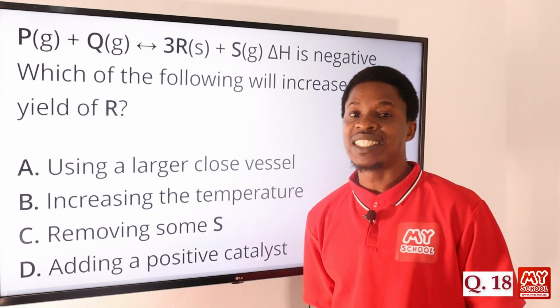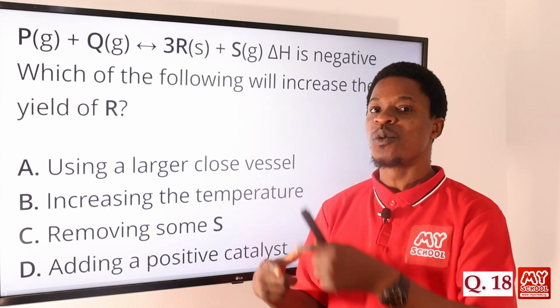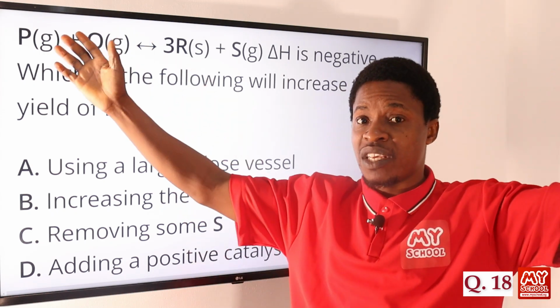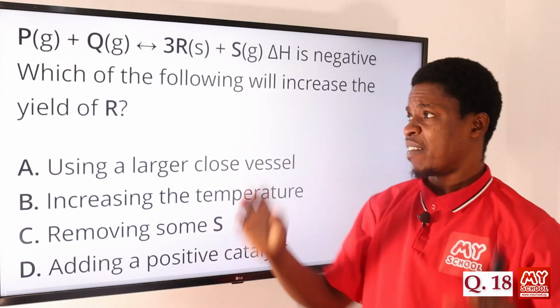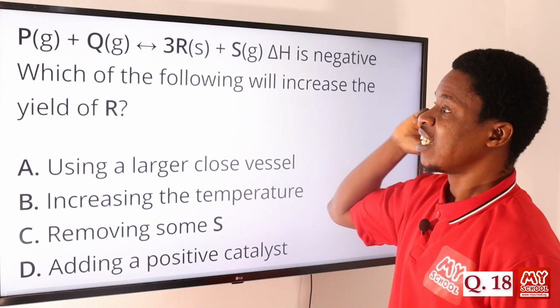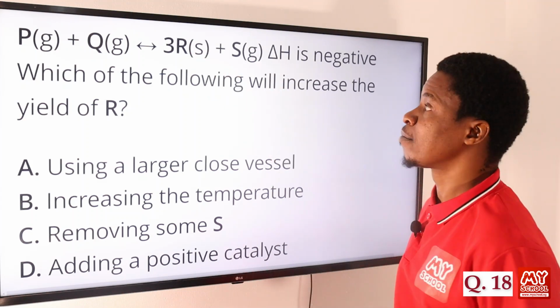When the change in enthalpy is negative, it means an exothermic reaction, because heat is given off to the environment. The question says, which of the following will increase the yield of R? The yield of R, here is R. What will increase this?